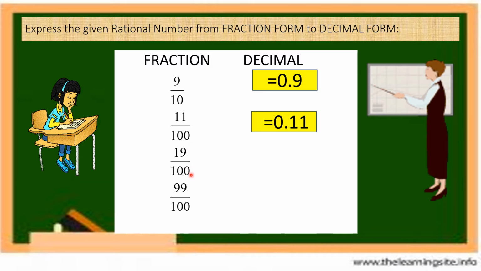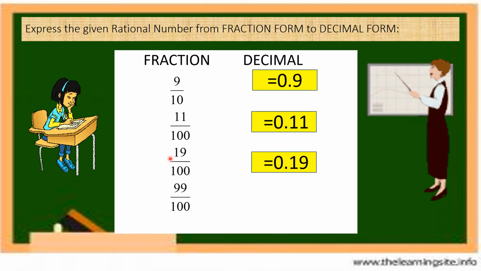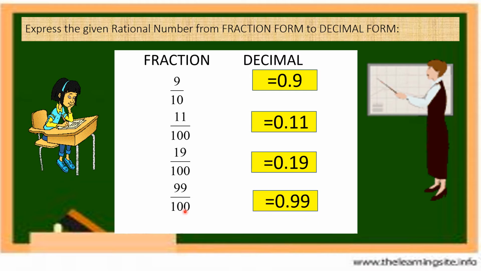We have 19/100. Again, we have 2 zeros. We have our decimal point after 19. So we move the decimal point 2 places to the left. So our answer is 0 and 19/100. We have 99/100. What is our answer? 0 and 99/100.